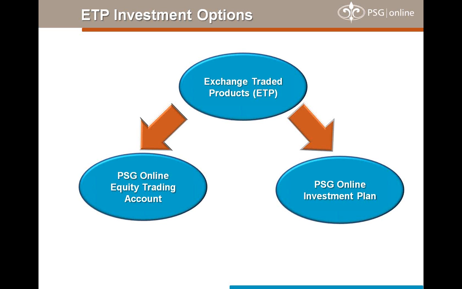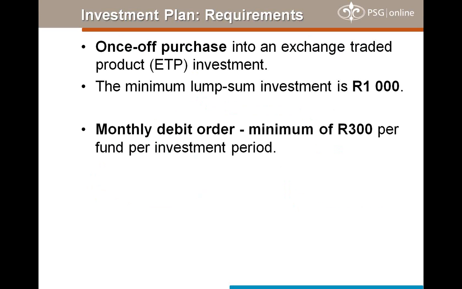So let's talk about the requirements. You can have a once-off investment, and the minimum investment there is 1,000 Rand, so it is affordable for most people. Alternatively, you can use the debit order option, and there the minimum is 300 Rand per month per fund. Okay, so that is the investment plan.